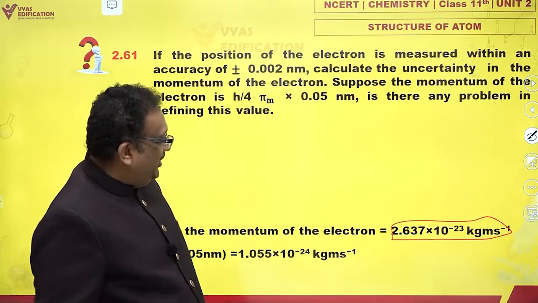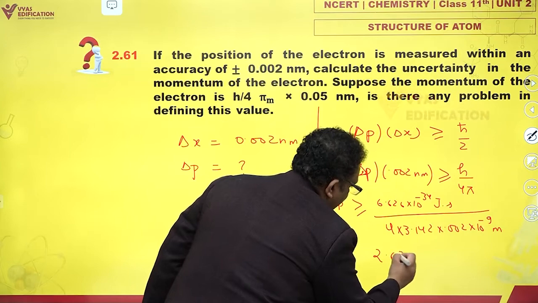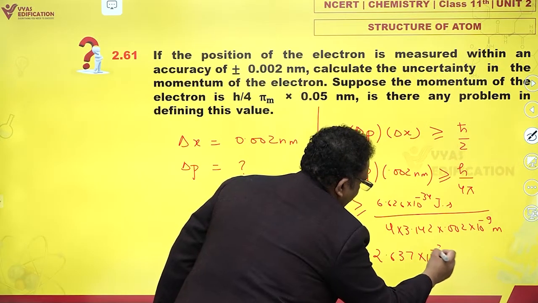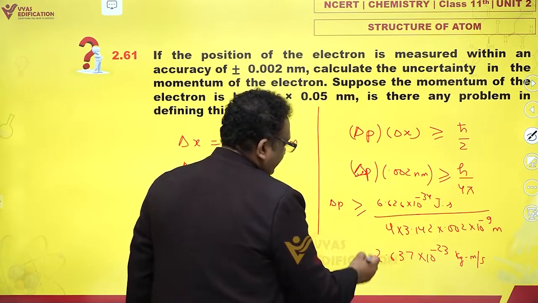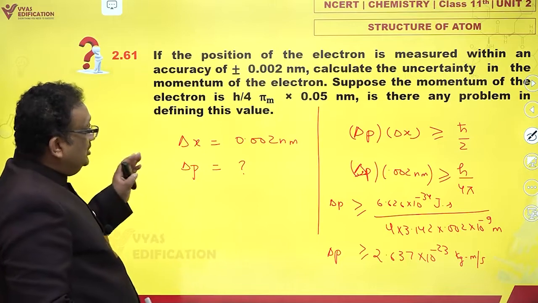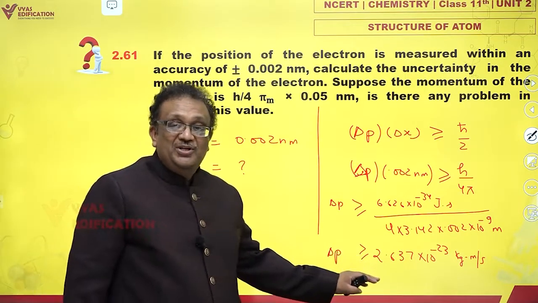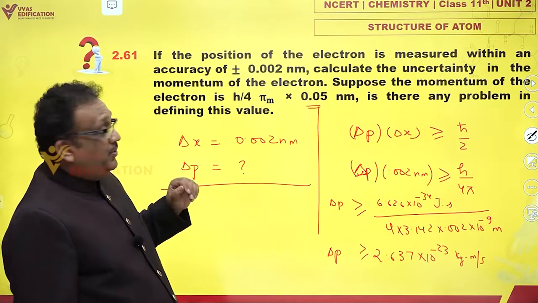SI units of momentum, 2.637 into 10 to the minus 23 kg meters per second. This is the uncertainty in momentum. Okay, this is the answer. Now comes the second part.